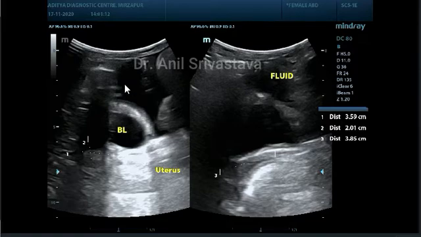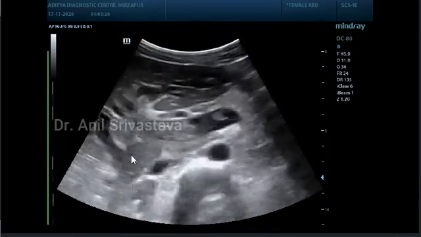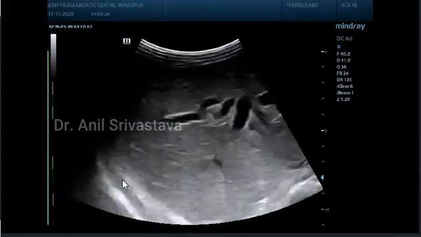There is a small amount of ascites. This is the uterus, bladder and the free fluid in the pouch of Douglas. This is a small video.